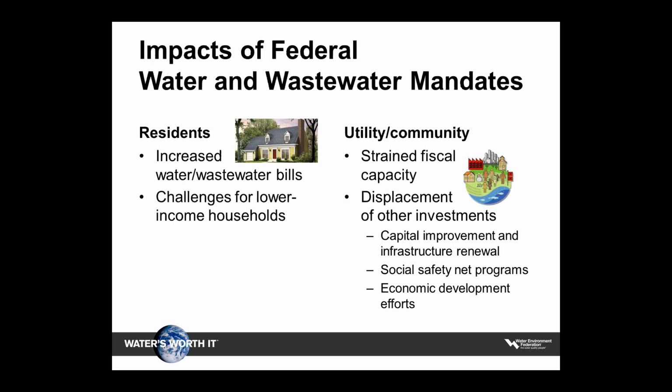We all know that there are impacts of federal water and wastewater mandates for residents. You're increasing the water and wastewater bills, and that can be particularly challenging for lower income or fixed income households. For businesses, of course, you have the same challenge: you're increasing the cost of operating. And for the utility and the community as a whole, you're straining the fiscal capacity of the community and the utility to undertake not only important water and wastewater activities, but other things. I know there was mention earlier of communities spending more on a consent decree than on education in some communities.